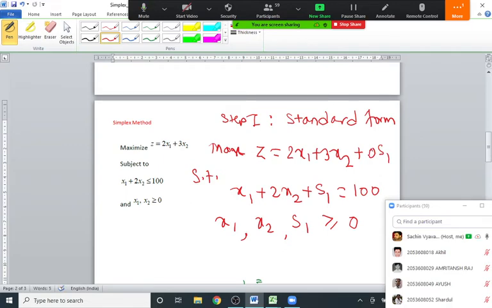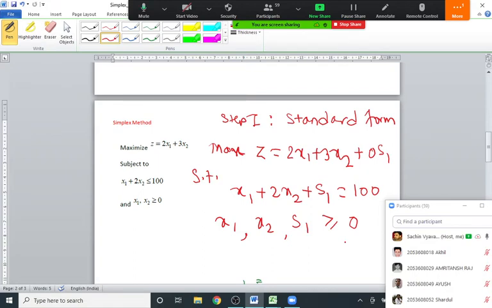So what are the important things that we have to do in the standard form? The first thing, keep the objective function as it is if it is a maximize. Then add a slack variable to each constraint of a less than type, so that is plus s1. And then the non-negative restriction.